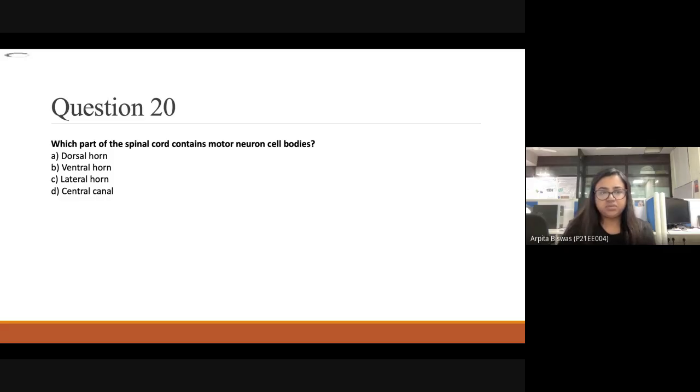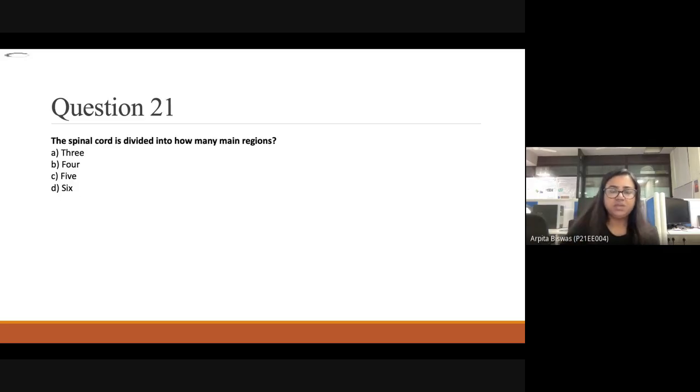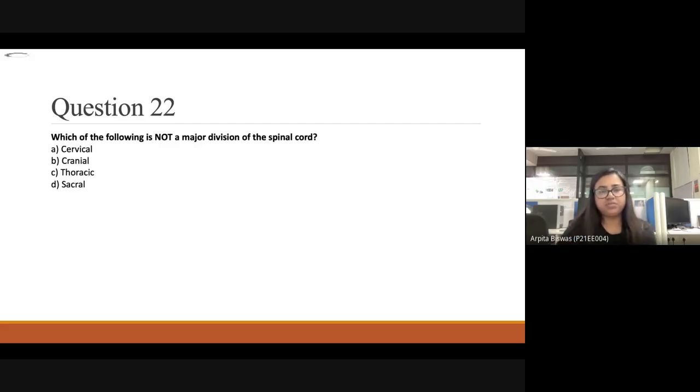The right option is option B, ventral horn. Next, question number 21. The spinal cord is divided into how many main regions? 3, 4, 5, or 6? So the right option is option C, 5. Okay. The next question, number 22. Which of the following is not a major division of the spinal cord? First option is cervical, then cranial, then thoracic, and then sacral.